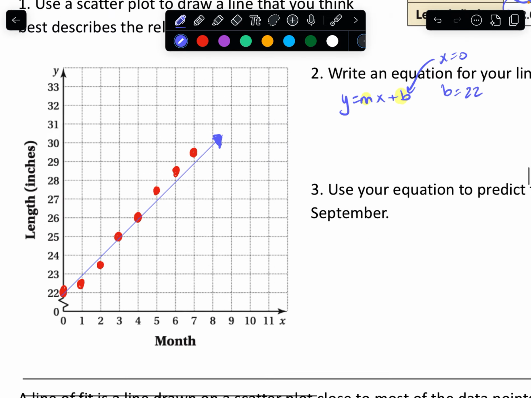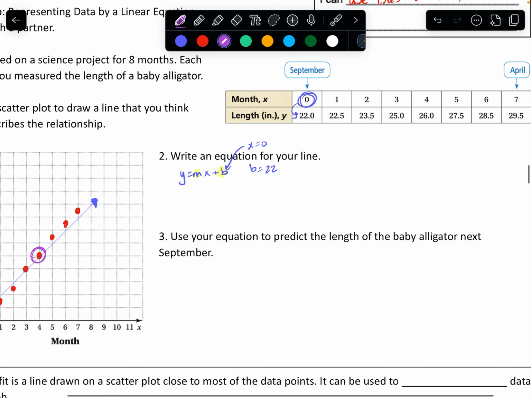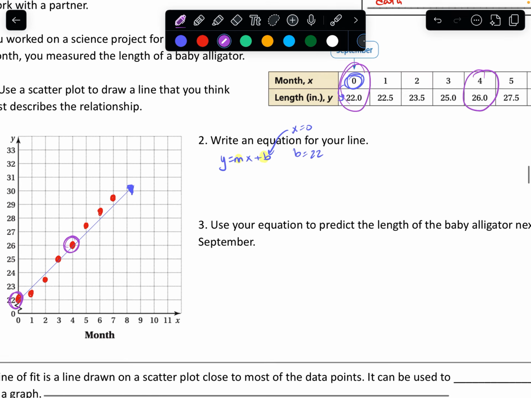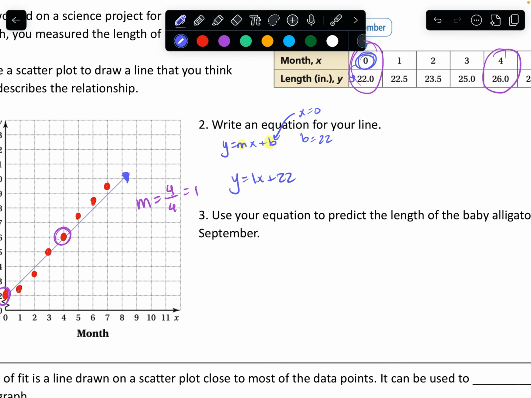Well, I would choose your m's based off of the points, like any 2 points that are on the line. So maybe I would choose this point right here. And you could either use rise over run, or you could use y2 minus y1 over x2 minus x1. Does not matter. So if I were to use rise over run, looks like it went up 4 over 4. So it looks like my m is going to be 1. So my m is 1, my b is 22. So y equals 1x plus 22, or you could write that as y equals x plus 22.